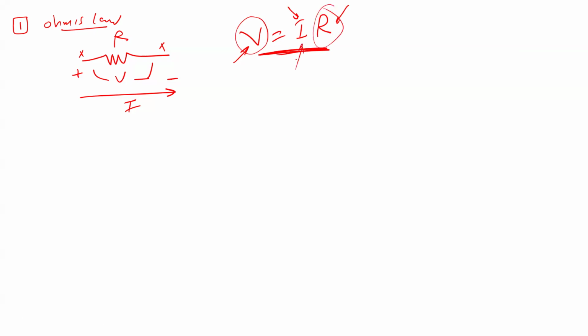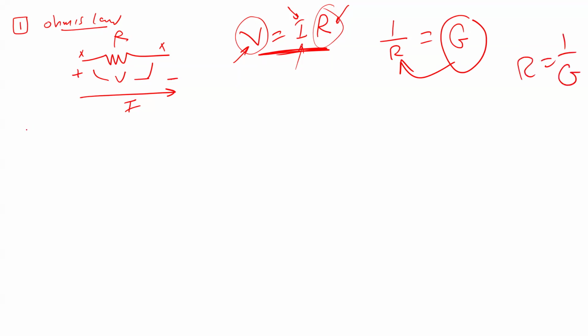Okay, so if you know two of the three, you can get the third one, is that okay? One more thing I told you also: 1 over R, we call it G, or conductance. It's possible that in a question, I give you the conductance instead of R. So very easy. If I give you G, you have to flip it to get R. So R should equal 1 over G. That's it, very simple. This is the first one, Ohm's law. That's what I taught before.